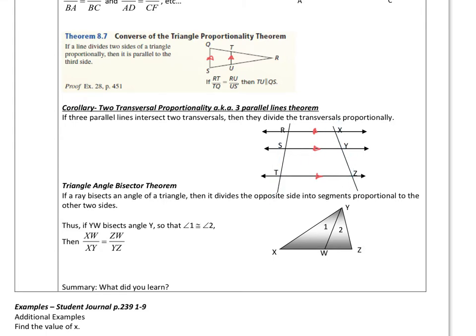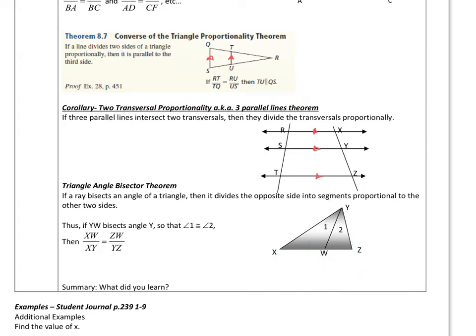All right, now we've got this next one. That's the triangle angle bisector theorem. So if a ray bisects an angle of a triangle, then it divides the opposite side into segments proportional to the two sides. So if YW right here bisects angle Y, so angle 1 would be congruent to angle 2, then I can say XW to XY is equal to ZW to ZY.